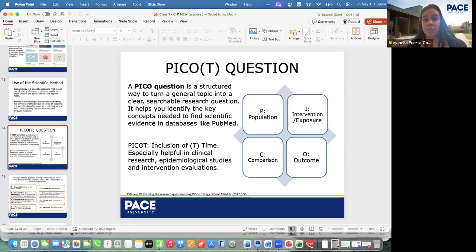Comparison. It could be compared to... I could do comparisons of two types. So I could compare to a group that doesn't use sunscreen or to a group that uses SPF 30, right? Versus SPF 70, if I want to see the differences, right? An outcome in this example would be skin cancer, right? So, like we said in other classes, defining your variables is always going to be very, very helpful and needed, right?